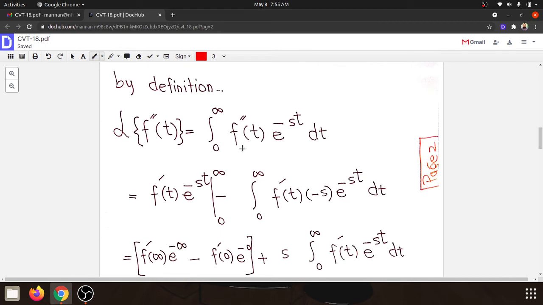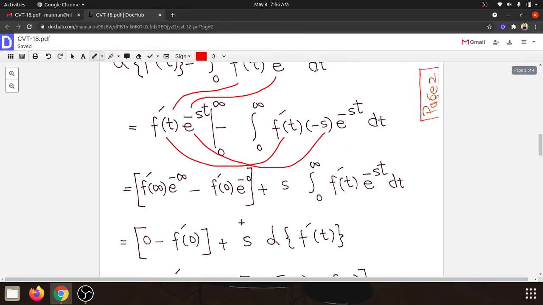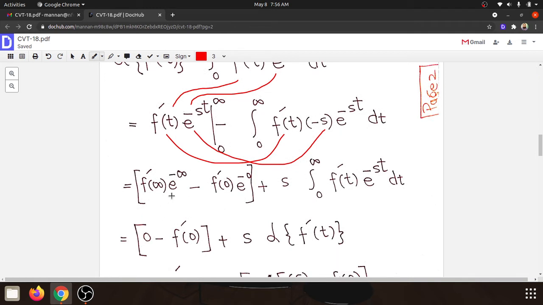We once again apply integration by parts. This is integrated. The second function is written as such, and whatever we write here is written here, and the second function is differentiated over here. Now we put these limits 0 to infinity. E to the minus infinity is 0, therefore this first term becomes 0. E to the minus 0 is 1. 1 times f prime of 0 is f prime of 0, where f prime of 0 is a value obtained by first computing the first derivative of f of t and then putting t equal to 0.